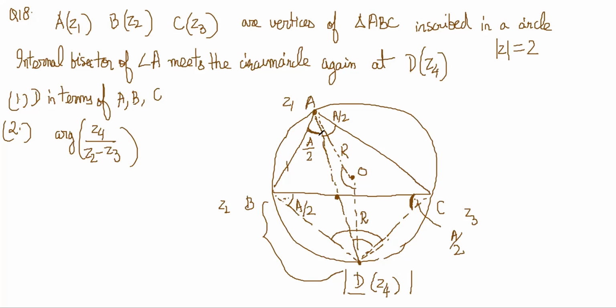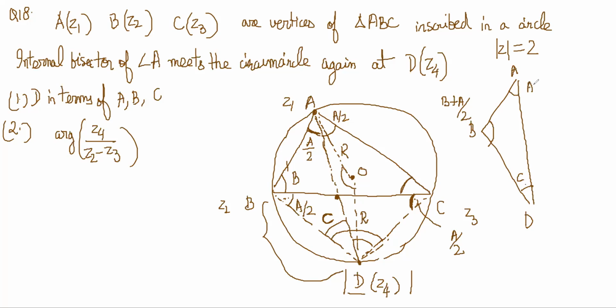Or we can just use this A by 2, this B plus A by 2, right? And this angle was how much? This much was equal to C, no? Right? One second, yeah, it's C. Basically, like half of it. In this triangle A, B, D, this angle is C, this angle is B plus A by 2, and this angle is A by 2, right? Correct. Yes, sir.